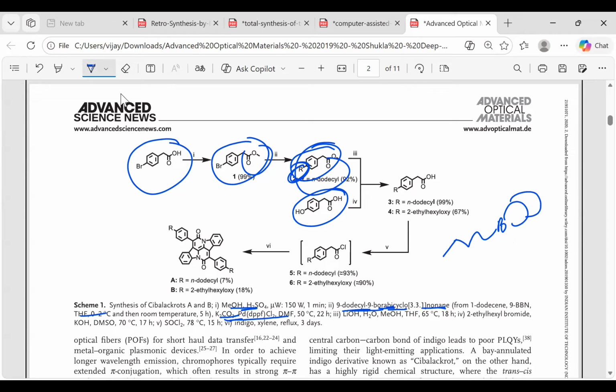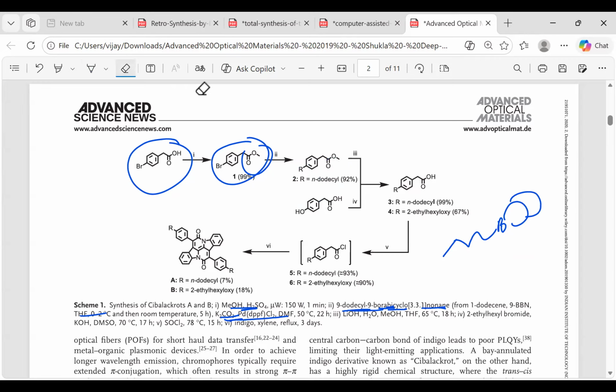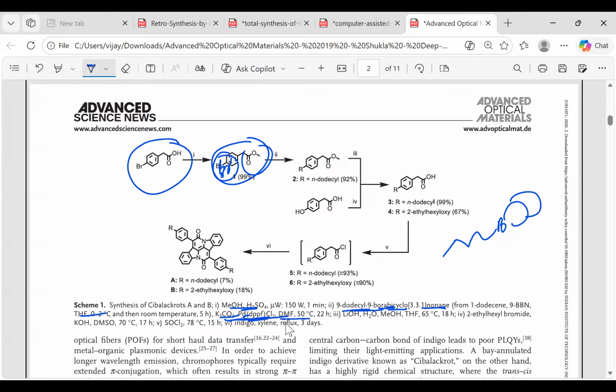So 9-BBN, that's how we generally write it in this fashion: 9-BBN plus this bromo compound. Basically, it's a kind of Suzuki coupling reaction they did using palladium DPPF and solvent. Then they got this compound. Then this compound is treated with lithium hydroxide, methanol in THF at 65 degrees Celsius for 18 hours. So it will form this compound in which R is equal to dodecyl.